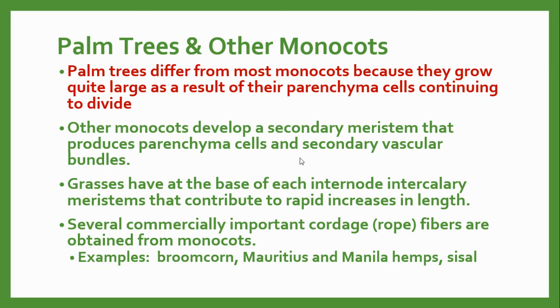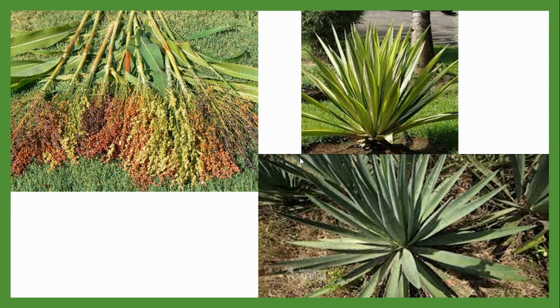Palm trees and other monocots. Palm trees differ from most monocots because they grow quite large as a result of their parenchyma cells continuing to divide. Other monocots develop a secondary meristem that produces parenchyma cells and secondary vascular bundles. Grasses have intercalary meristems at the base of each internode that contribute to rapid increase in length. And several commercially important cordage, like rope fibers, are obtained from monocots. Examples of these monocots are broomcorn, different types of hemps, and sisals. So that's what that looks like.